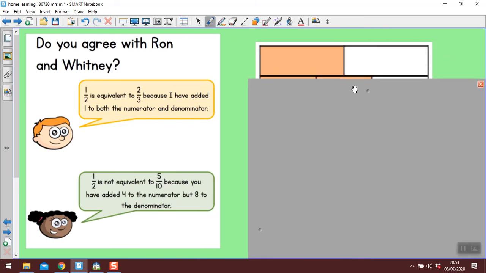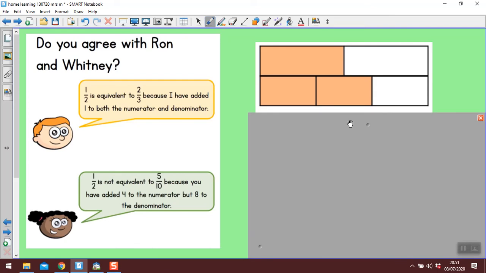So here's 1/2 and here's 2/3. Ron thinks that 1/2 and 2/3 are equal. We've got a bar split into 2 equal pieces. Here's one of them, so this is 1/2. And here the bar has been split into 3 equal pieces, coloured in 2 of them, so that's 2/3. Are they equal? No, they are not equal because it's not the same amount in each one. We don't add numbers to numerators and numbers to denominators to see what's equal.